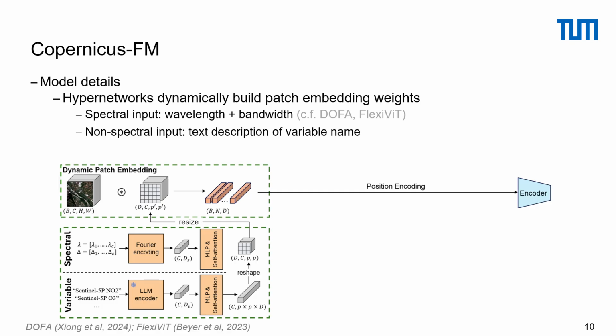For non-spectral input, there's no quantitative attributes to encode. We thus use a language model to encode variable names and fit them into a similar hypernetwork. Following FlexiViT, we also adaptively resize the kernel weights to accommodate different input with varying scales.